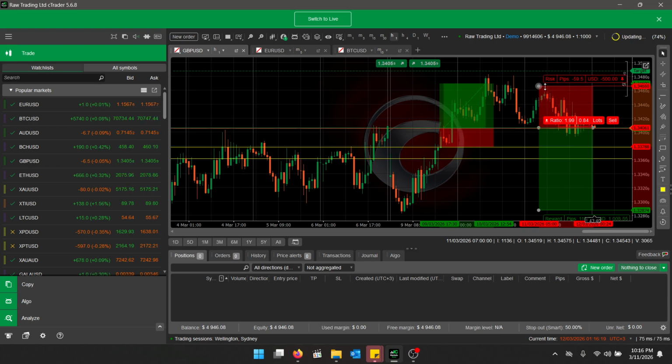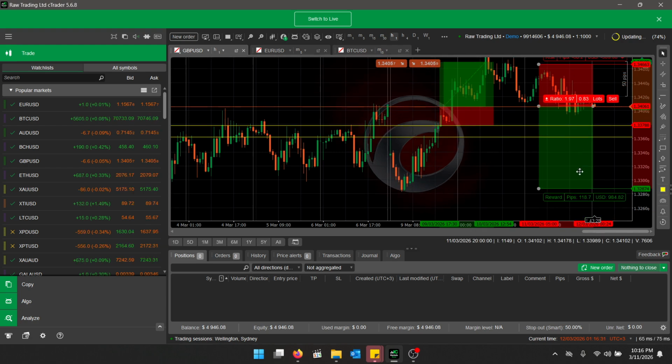So even if I drag it here, from here to here, I'm still risking $500, but it has reduced the lot size to 0.83 because the pips now is too much, and once I'm losing that $500, now my profit is 984.82, which is also good.